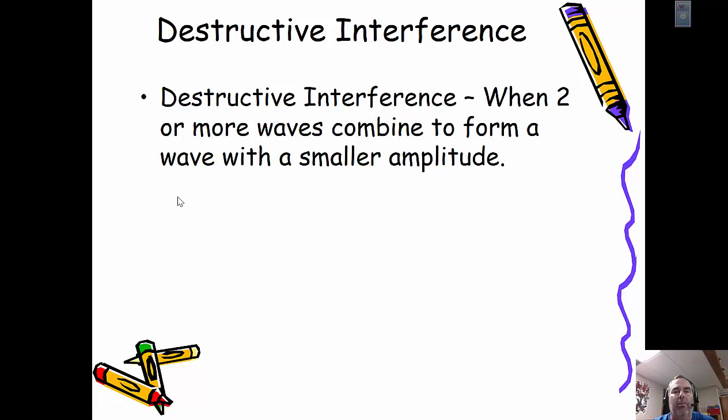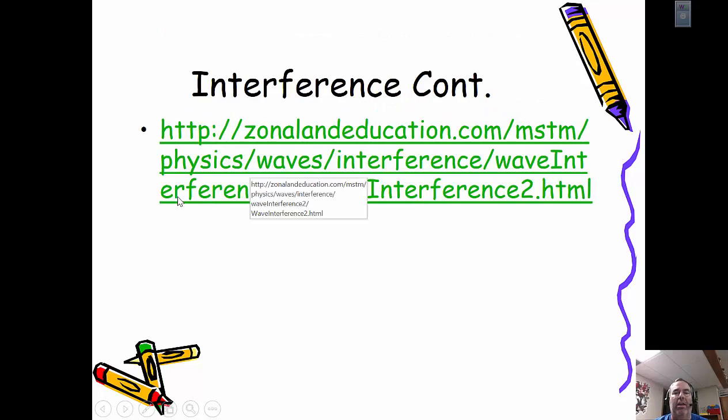Now, it doesn't always have to be a crest. We could take a 5 trough and a 2 crest. Okay, 5 going down, 2 going up. So when they meet, you're going to find out that the trough was bigger. So 5 minus 2 is going to give you a 3-meter trough. Again, if we go ahead and we look at a simulation.